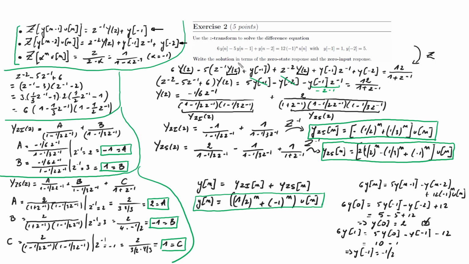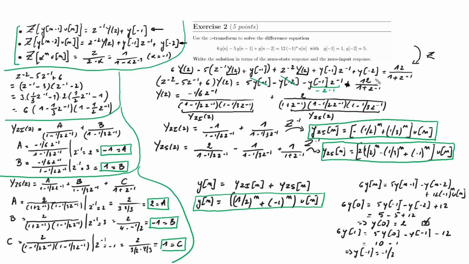Everything that is related to the initial conditions we take on the other side, right? And here we have to say plus, not equal, because the equal sign is over here. And then what you see is that these two will cancel out. You have 5 minus 5, and this one is minus z^-1, right? And this is coming from the input.